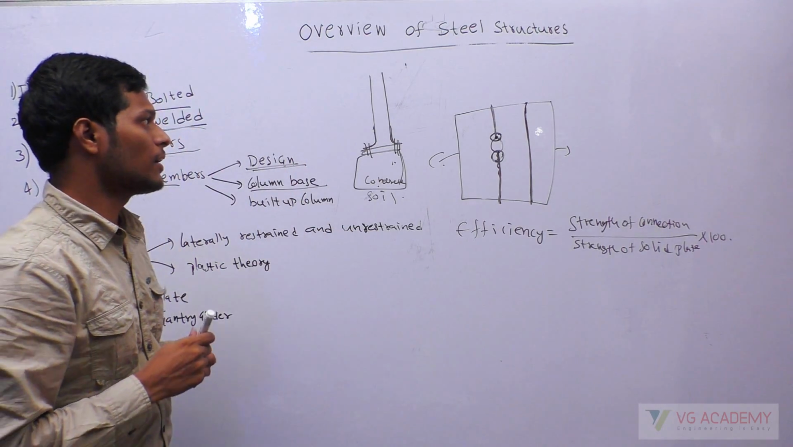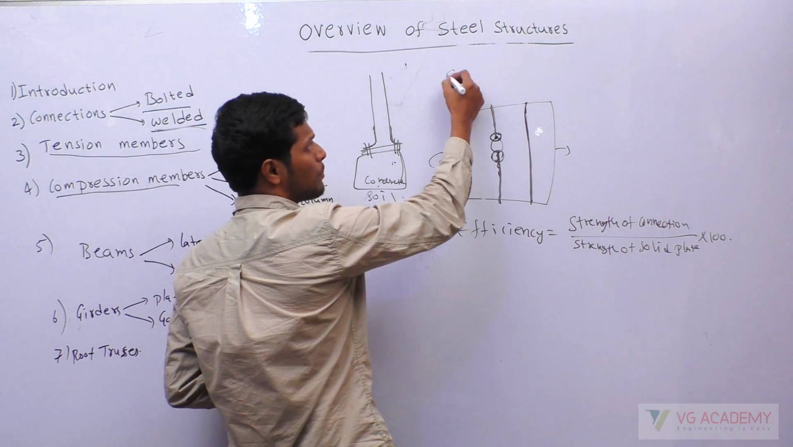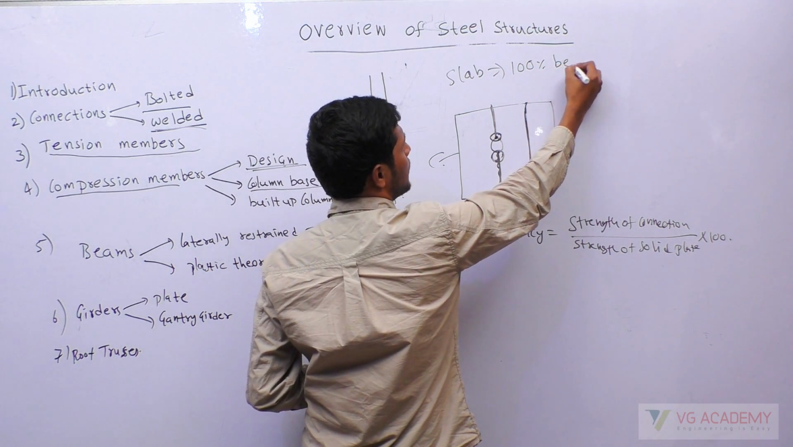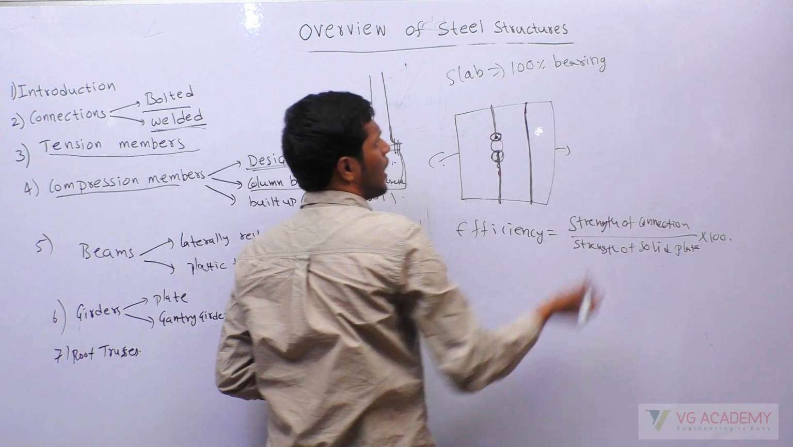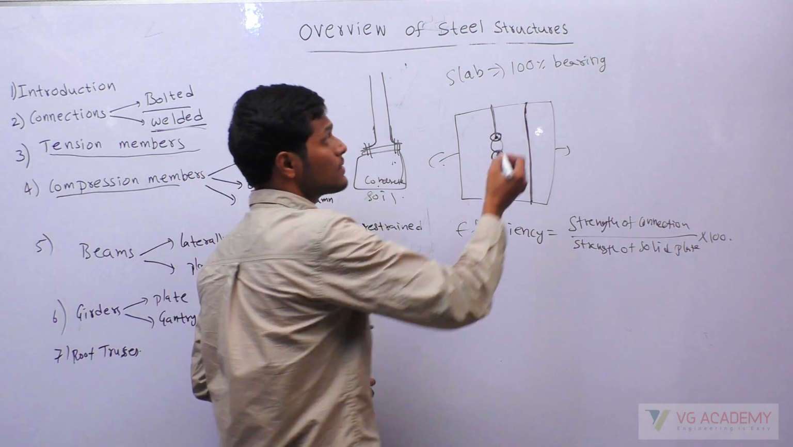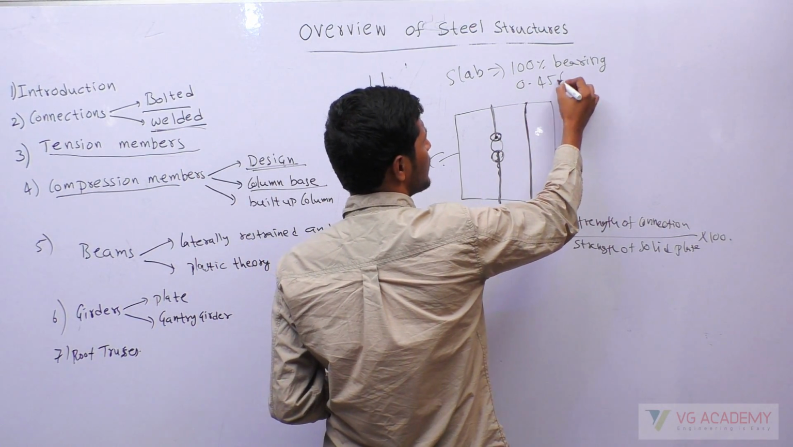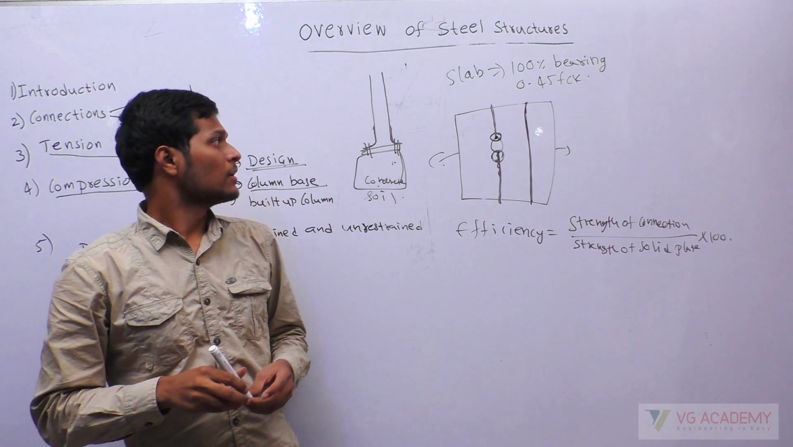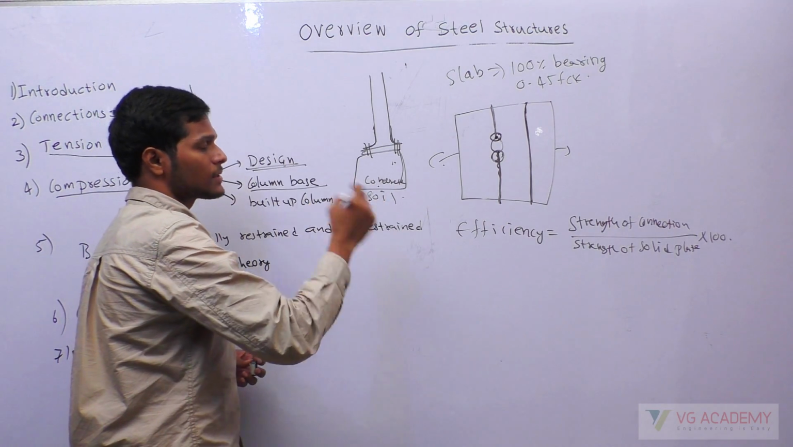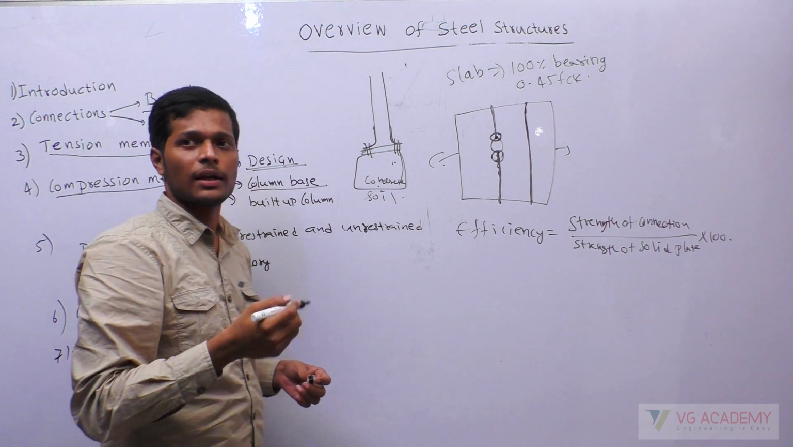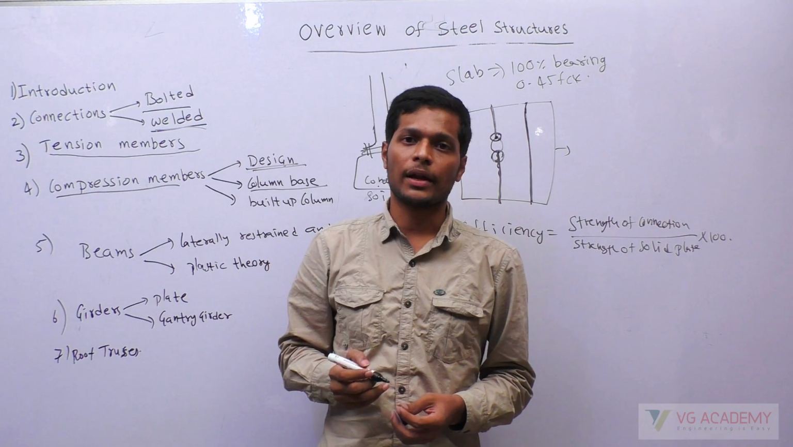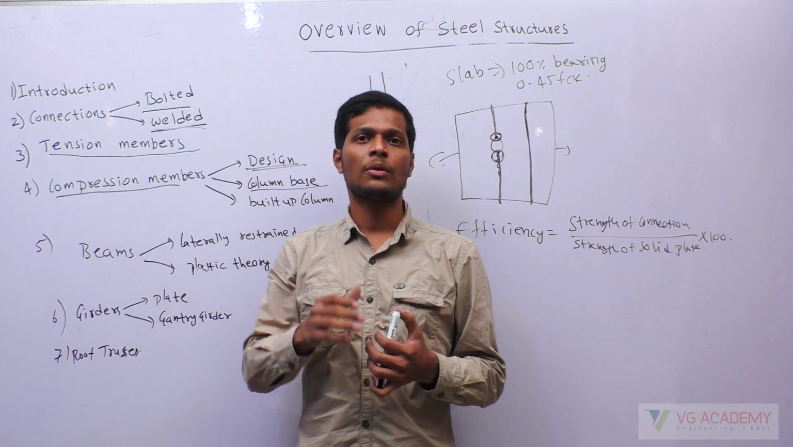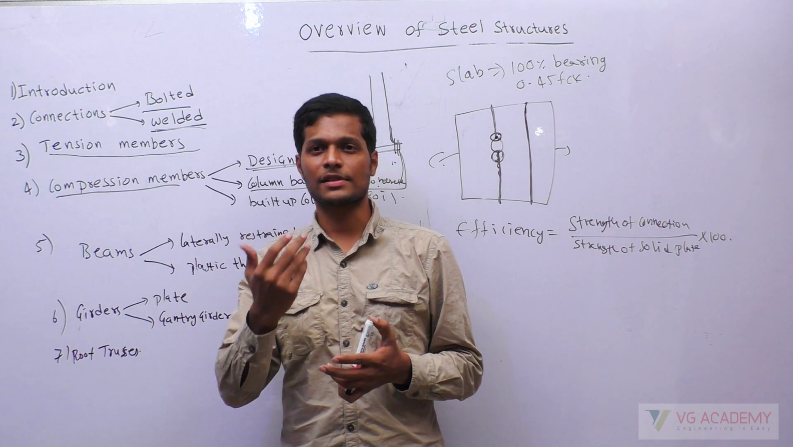Okay. So here what you have to know is, in slab base, 100% load transfer is through bearing, and the bearing capacity of the concrete is 0.45 fck. And in gusset base, this is called gusset base, previous one was slab base. In gusset base, partially the load is transferred through bearing, and partially the load is transferred through gusset plates. What is this transfer by bearing? What is this transfer through gusset?